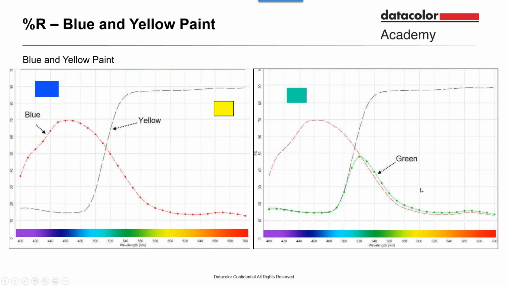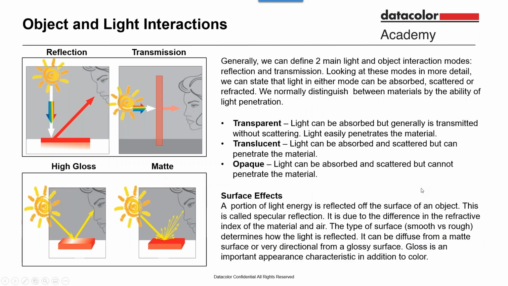Okay, let's take a closer look at object and light interactions. Generally, we can define two main light and object modes, reflection and transmission. And looking at these in more detail, we can state that light in either mode can be either absorbed, scattered, or refracted. So basically, these are two modes of vision. Light is reflected off, and we see light in the reflective mode, or light can be transmitted through objects, and we see it in the transmission mode.